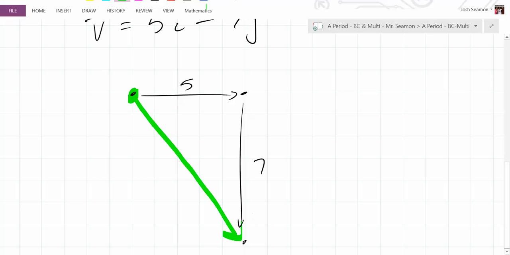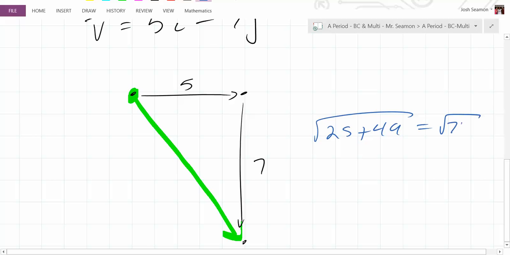What is the magnitude? Square root of what? 25 plus 49 is going to be the square root of 74. I think 74 is prime, right? Is it prime? It's almost an even number.